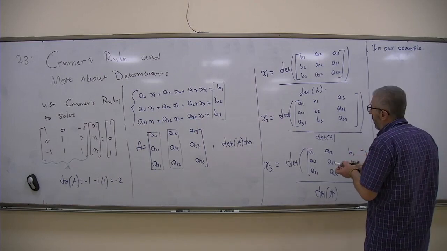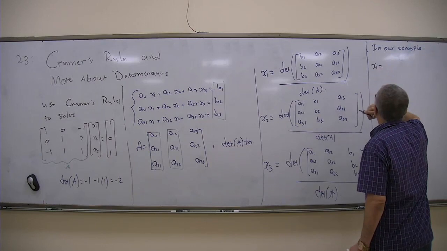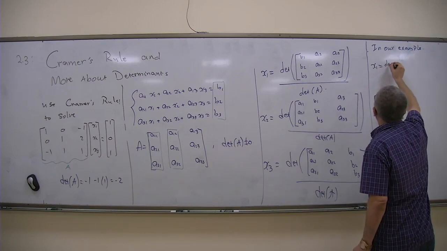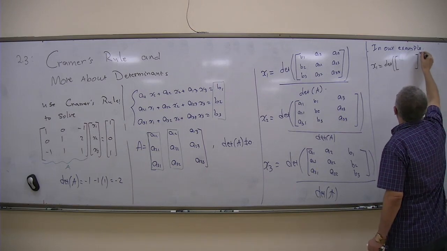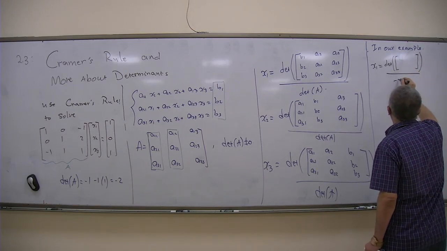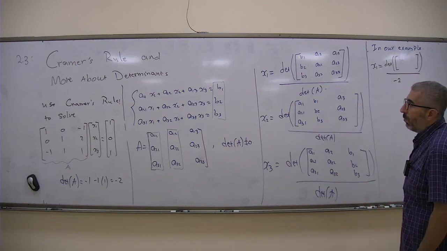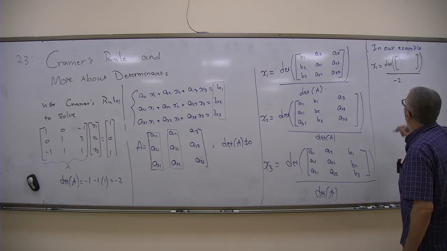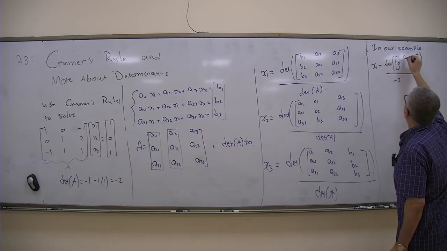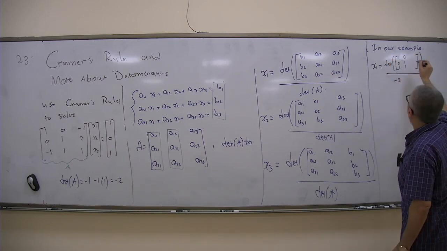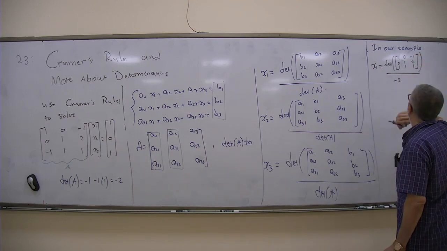you have x1 equals the determinant of, over negative 2. Determinant of what? You have 1, 0, 1, 1, 0, 1. You have 0, 1, 1. You have negative 1, 2, 1.